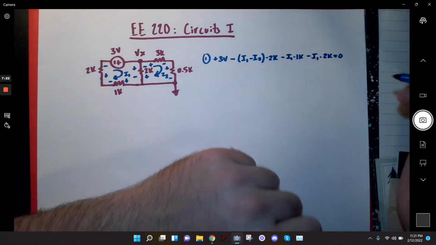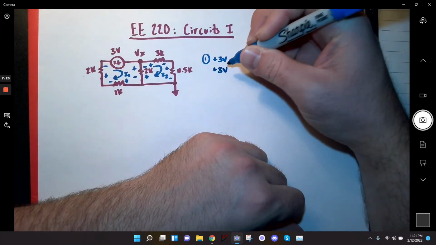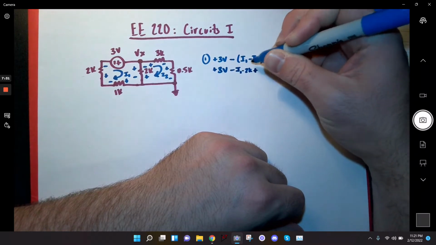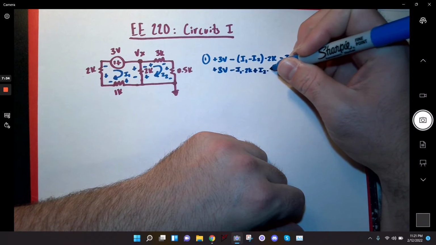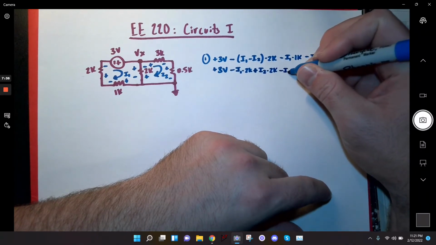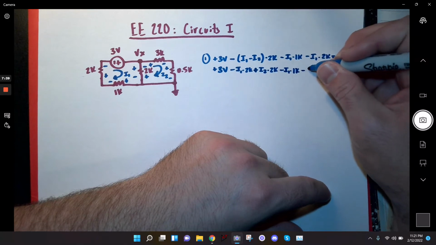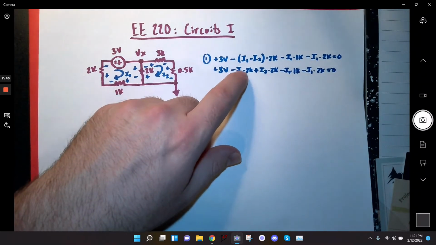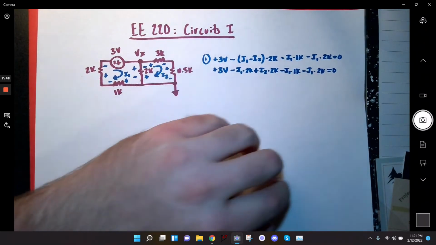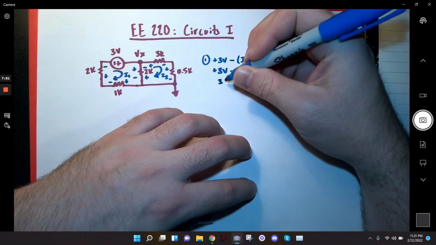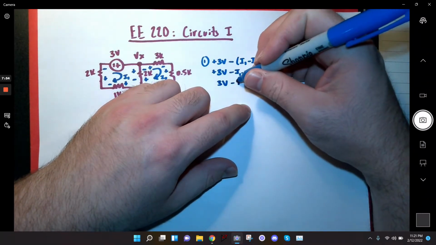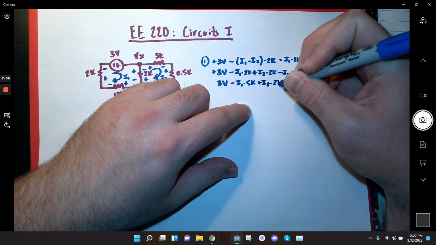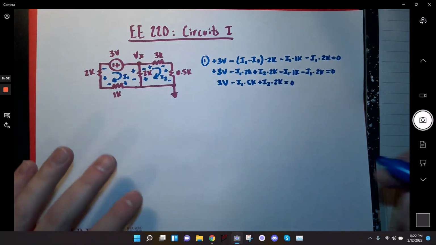If we want, we can group the like terms and get it to look a little bit cleaner. So I've got 3 volts minus I1 times 2K. This minus and minus give me a plus I2 times 2K, minus I1 times 1K, minus I1 times 2K equals 0. I can group all the I1s together, so I've got a 2K, a 1K, and another 2K, so that's going to give me 5K. So I'll drop the plus now because we know it's positive. I said minus I1 times 5K, and then I've got a plus I2 times 2K equals 0. So there's my first equation.